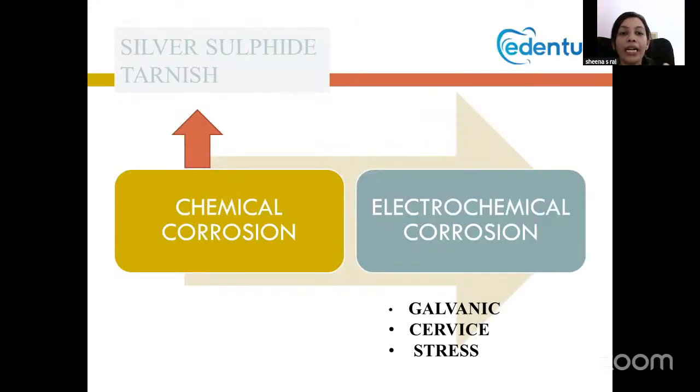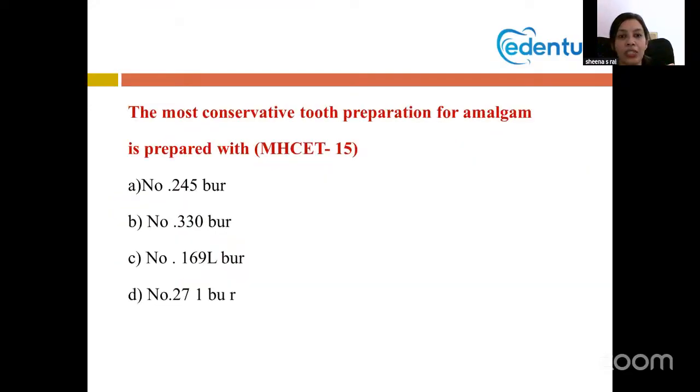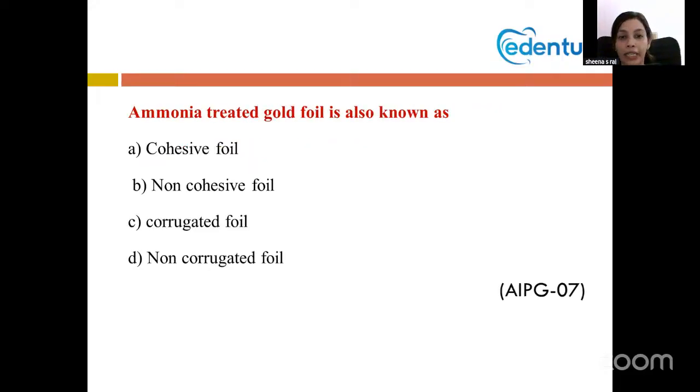So we know that chemical corrosion is there, and electrochemical corrosion is there. In chemical corrosion, mainly silver sulfide is formed. In electrochemical corrosion, we know that galvanic, crevice and also stress corrosion are there. Next question. The most conservative tooth preparation for amalgam is prepared with the 330 bur. Even though we use a 245 bur, the most conservative preparation is with the 330 bur.